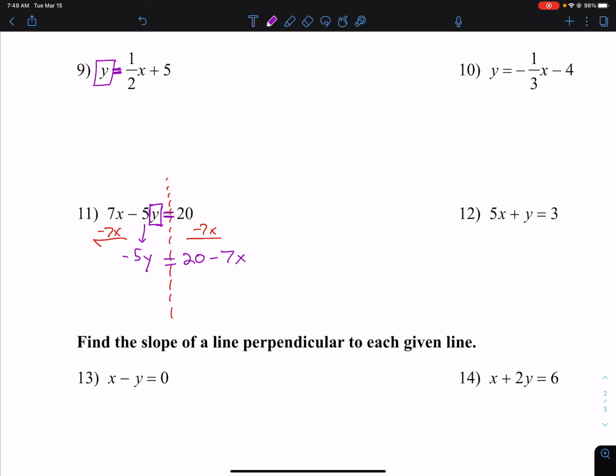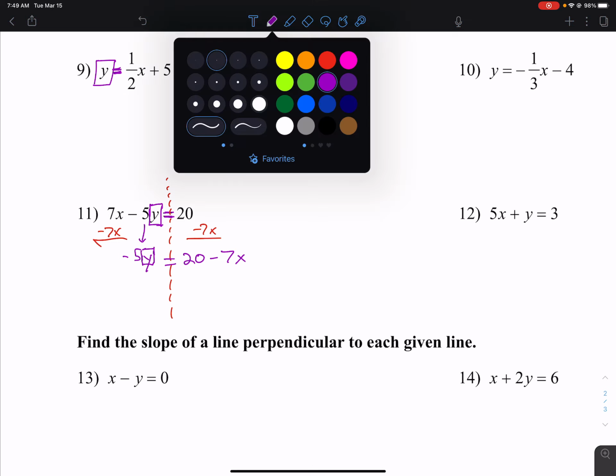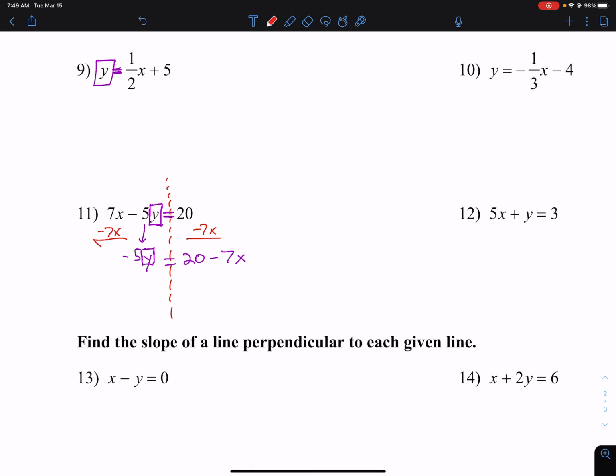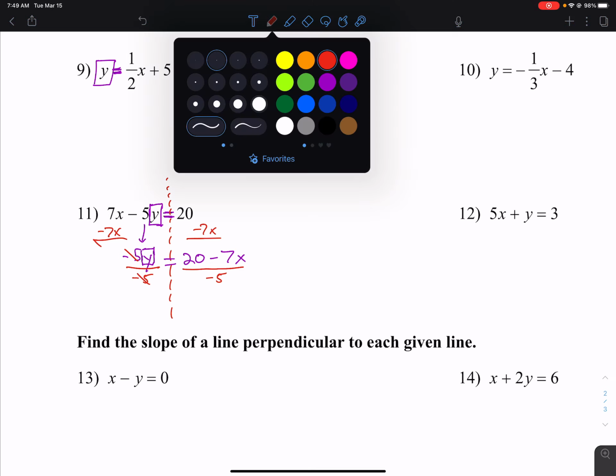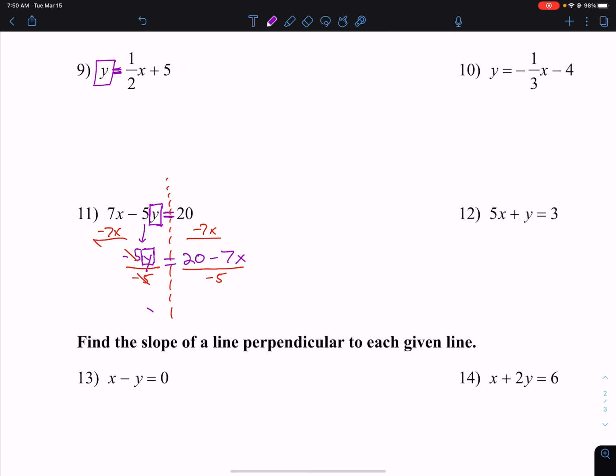The next step for getting y by itself, again, I'll box it. We want that by itself. It's y times negative 5. So I want to undo that times negative 5. So I'm going to divide both sides by negative 5. You have two terms on the right side, so you've got to divide both of them by the negative 5. Don't forget to do that.